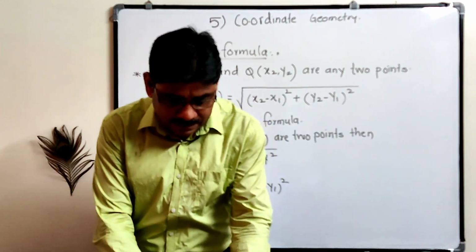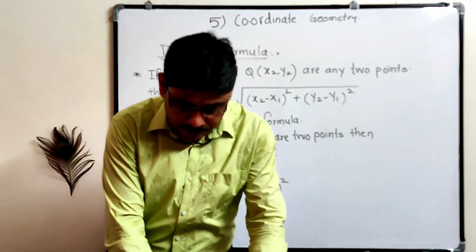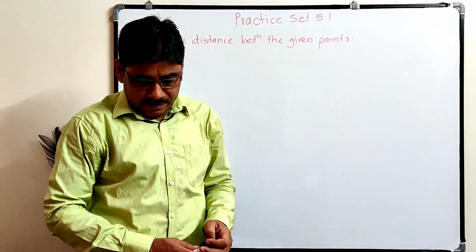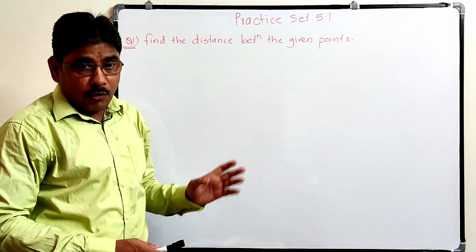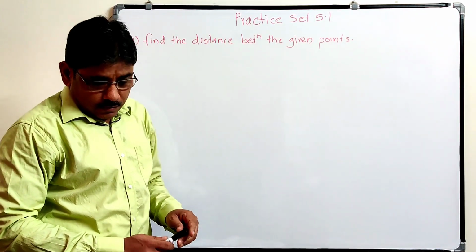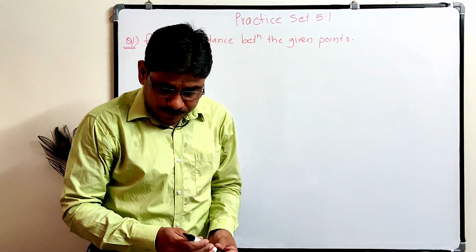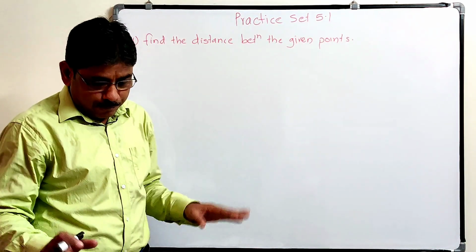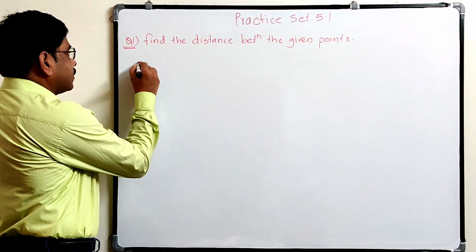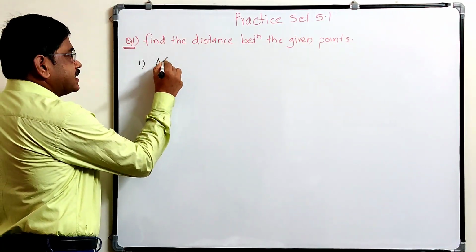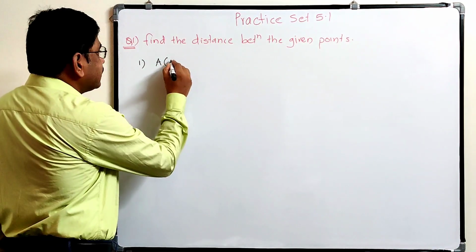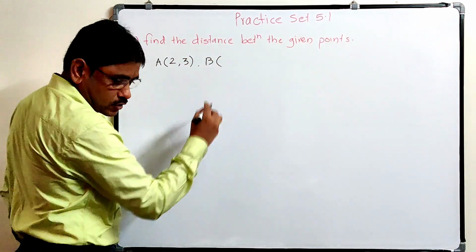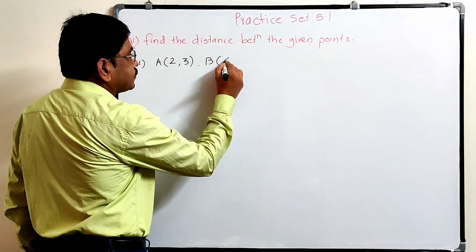So let us start that practice set 5.1. Let us see practice set 5.1. Question number 1 is find the distance between the following points. First question, let us see 1 or 2 examples. Same questions are there everywhere. So in first one, a point is given (2, 3). The coordinates of A is (2, 3) and the coordinates of B is (4, 1).